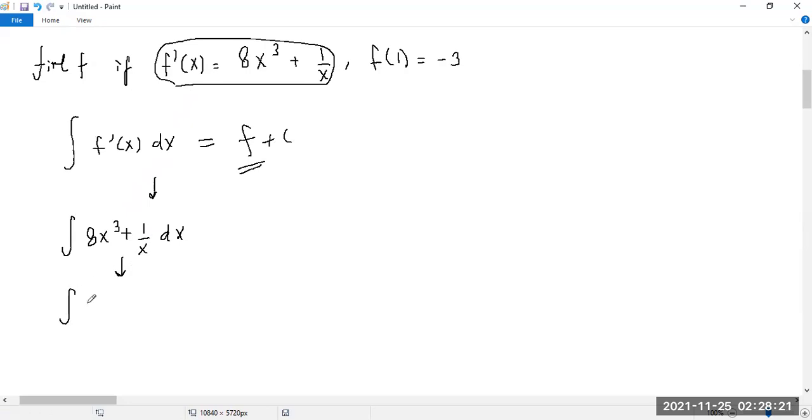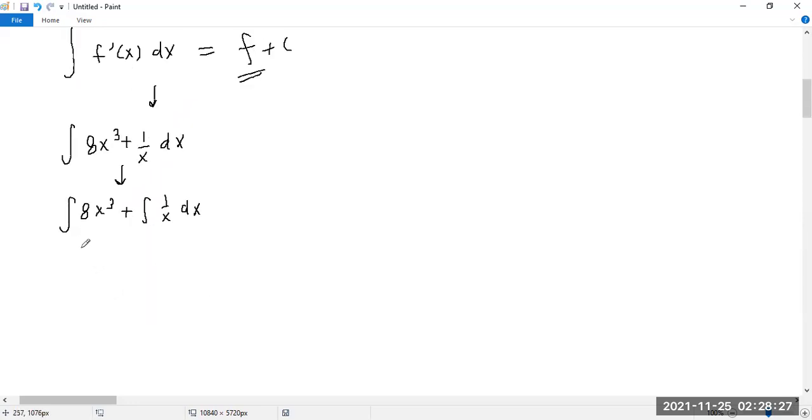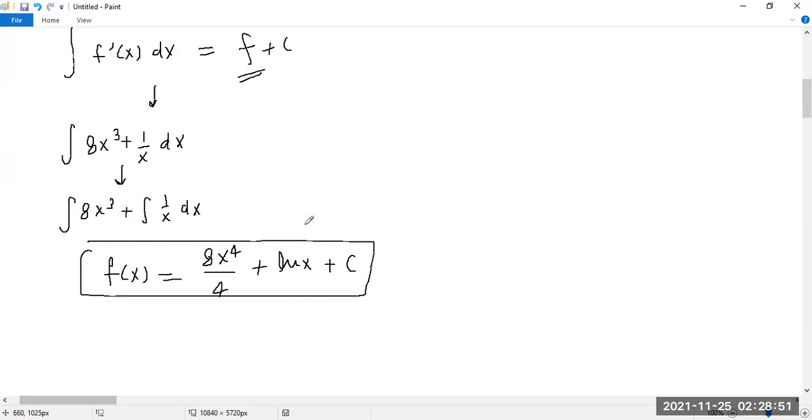This is the same thing as taking the integral separately. And I'm going to ignore the constant, add 1 to the top, divide by whatever I added. So 8x to the 4th over 4 plus the integral of 1 over x is ln of x plus c. So this means that my f of x equals this. This is the general solution.